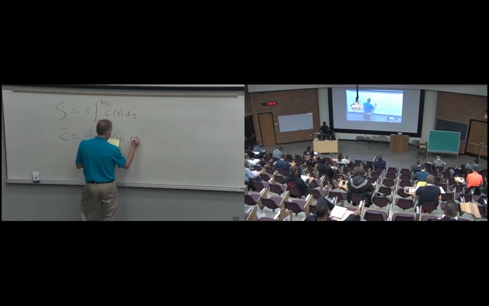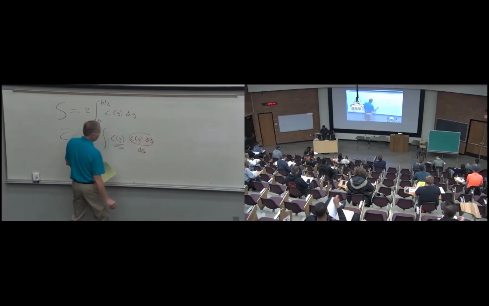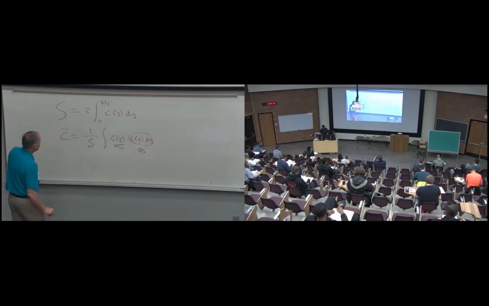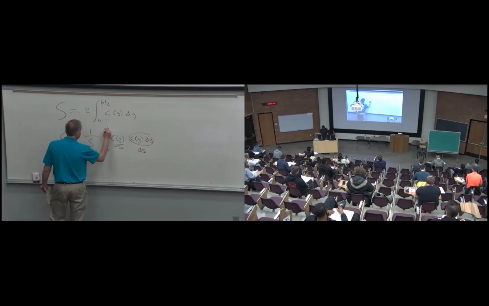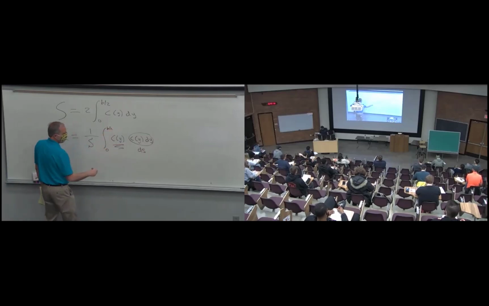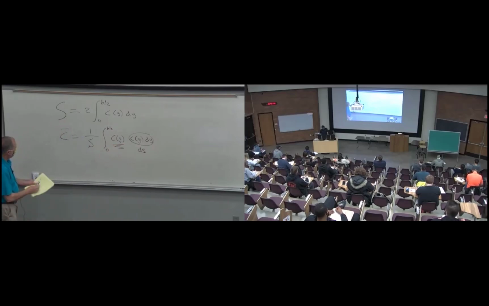And we average C by multiplying by the area weight dS, integrate over the wing, and then we divide by the area.